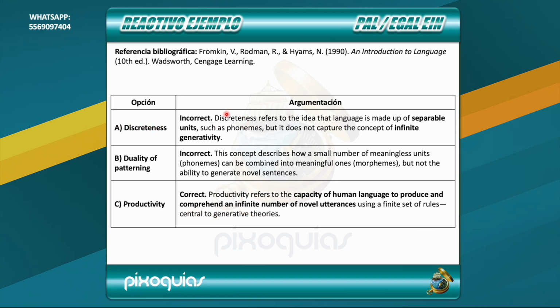Discreteness is incorrect because discreteness refers to the idea that language is made up of separable units, such as phonemes, but it does not capture the concept of infinite generativity. And B. Duality of patterning is incorrect because this concept describes how a small number of meaningless units or phonemes can be combined into meaningful ones, like morphemes, but not the ability to generate novel sentences.